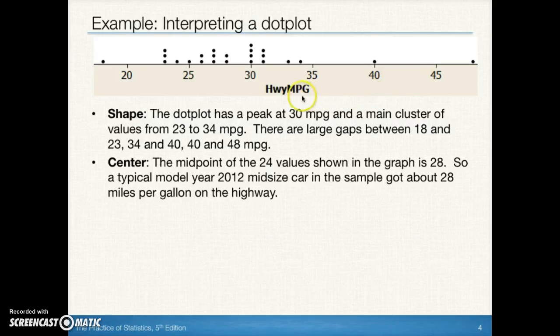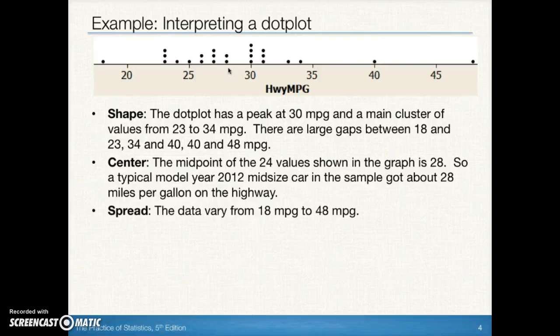The midpoint of the 24 values shown in the graph is 28. So a typical model year 2012 midsize car in this sample got about 28 miles per gallon on the highway. For the spread, we notice that the data vary from 18 miles per gallon for the lowest gas mileage to 48 miles per gallon for the highest.